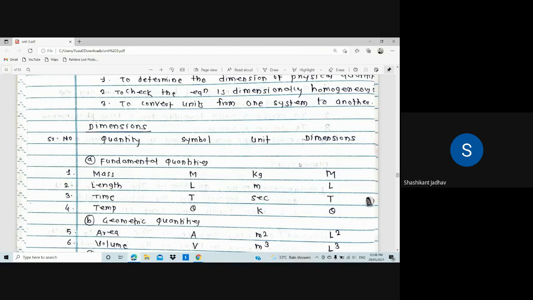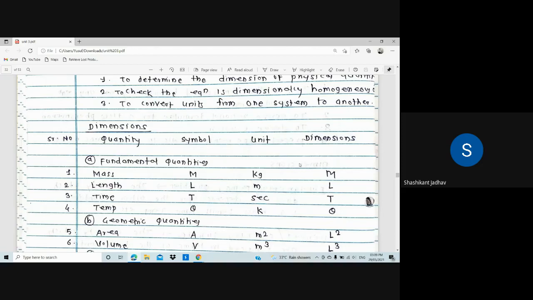In fundamental quantities we have to write down the dimensions. First quantity is mass. Symbol of mass is m, unit is kg and dimension is M. Then second quantity length, symbol is capital L, unit is meter, dimension is L. Then third quantity time, symbol is T, unit is second, dimension is T. Then fourth quantity temperature, symbol is theta, unit is Kelvin, dimension is theta.